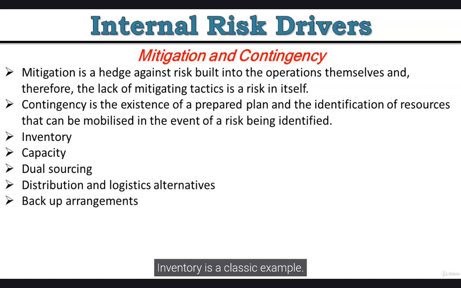Inventory is a classic example. Safety stocks are put in place to compensate for unusual demand or supply within the lead time to recover the situation. As an example, a pharmaceutical company with a single source of its active ingredient for a drug, where the supplier was located on an earthquake fault, held 18 months of inventory as contingency.